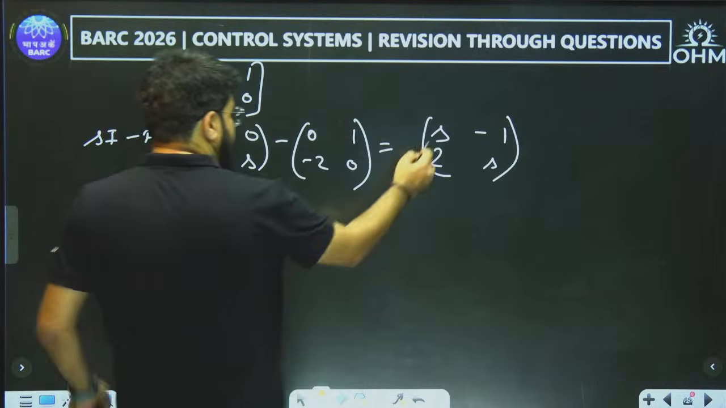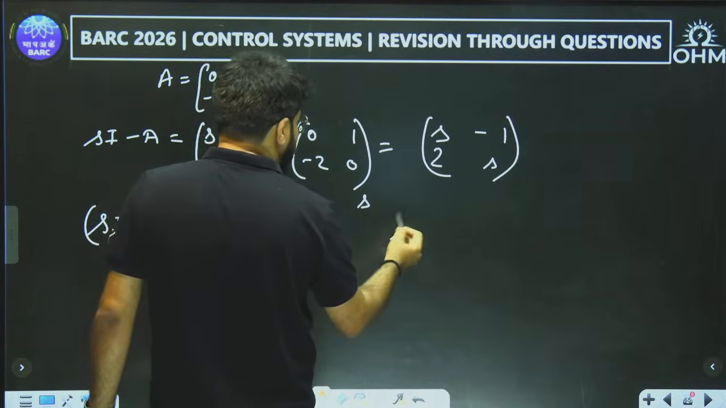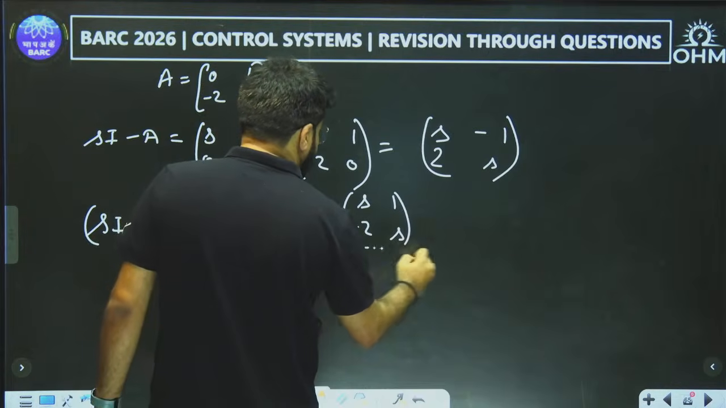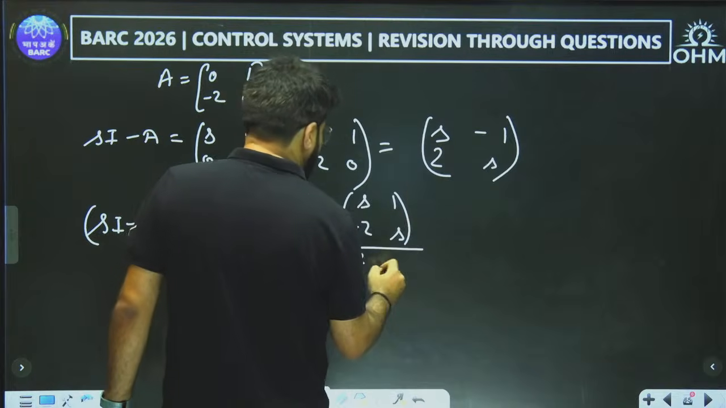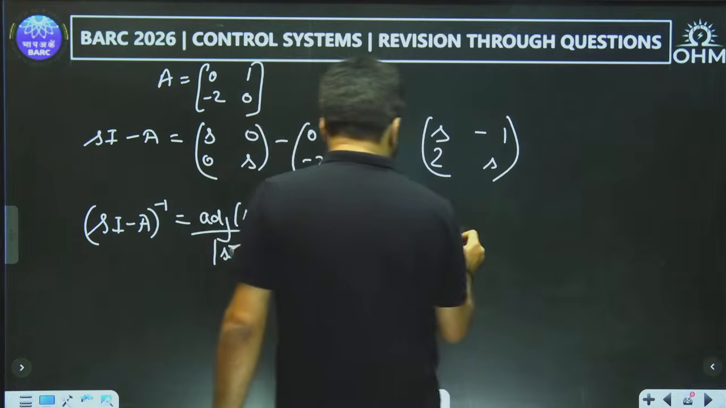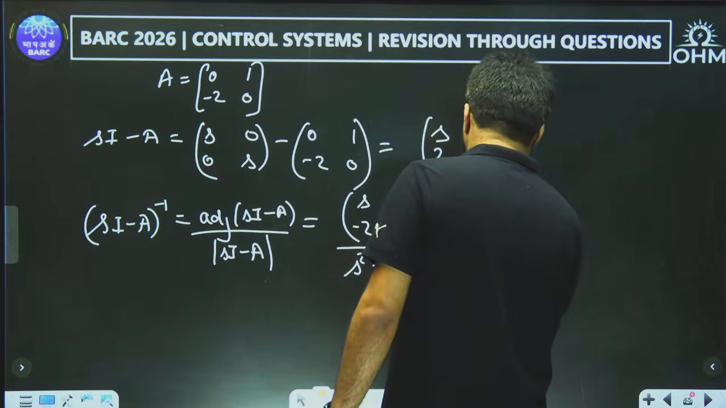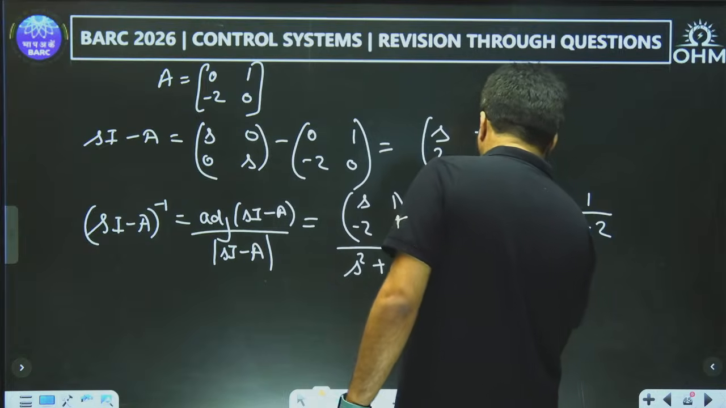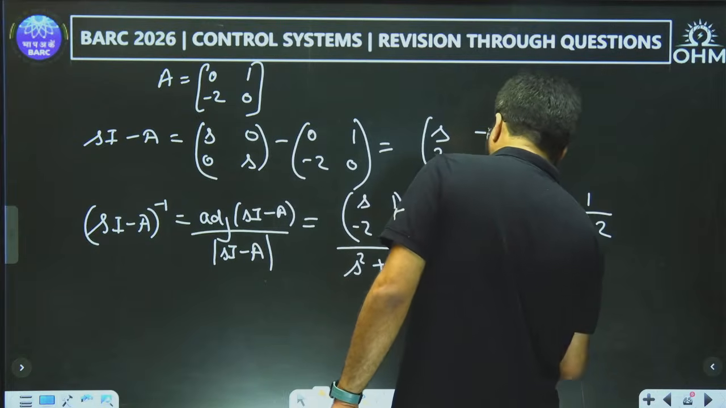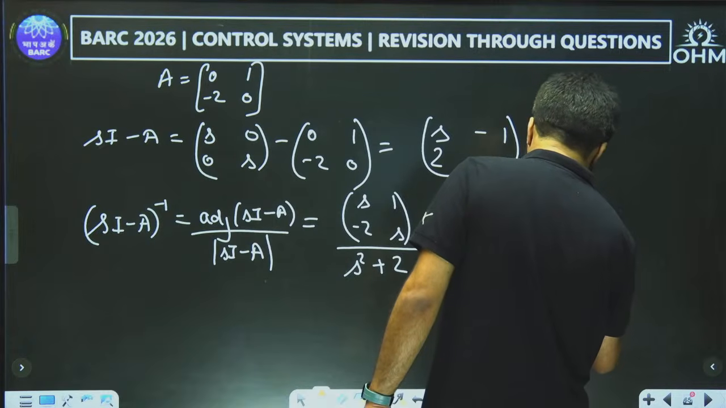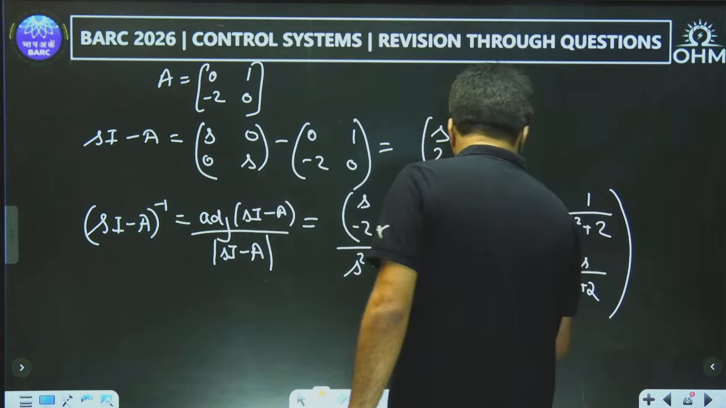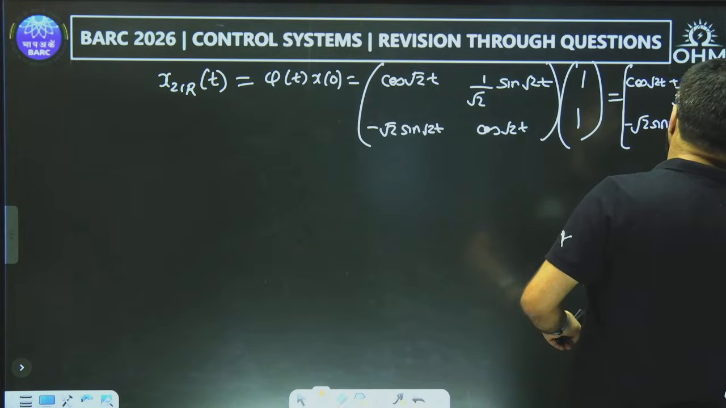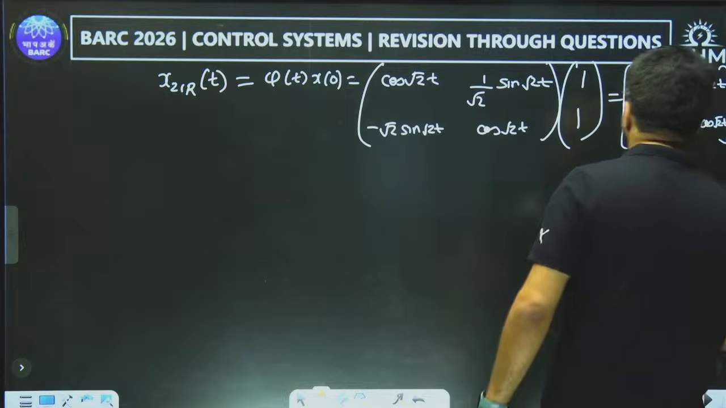This will be how much? Adjoint means change the diagonal numbers, which are same anyways, and change the sign of the off diagonal numbers, plus 1, minus 2, whole divided by s square minus minus plus 2. This is the determinant. When you take the term inside, it will be s upon s square plus 2, 1 upon s square plus 2, minus 2 upon s square plus 2, and last term s upon s square plus 2. Now we have to take the inverse Laplace transform, plus cos root 2t. This is what it is.